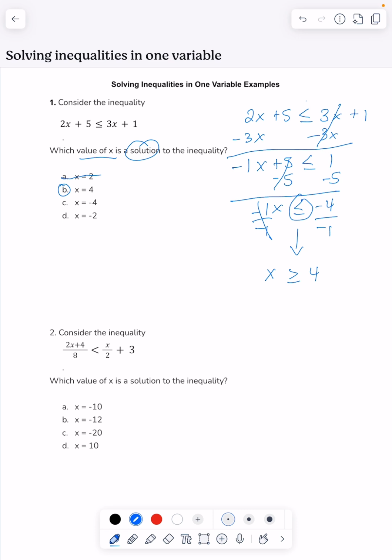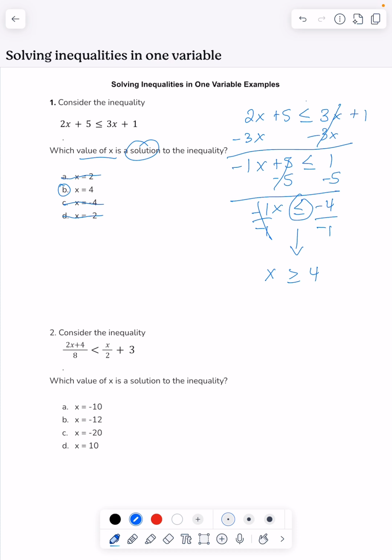Here we have x is equal to negative 4. Well, if x is negative 4, it is not greater than 4, so that wouldn't be an answer choice. And then same thing with x is equal to negative 2. Negative 2 is less than 4 in this case.